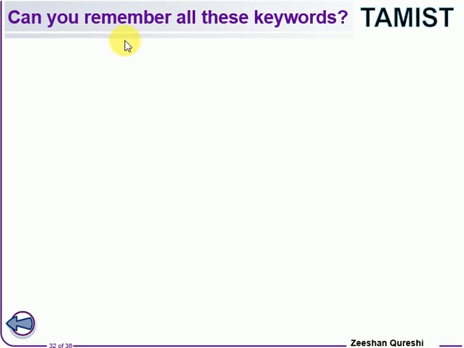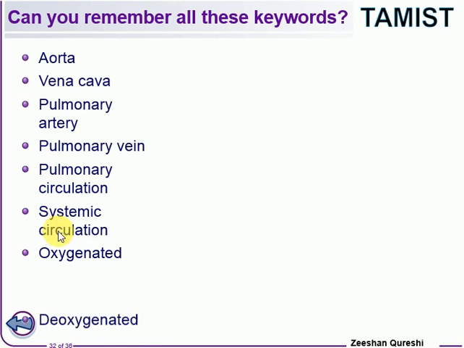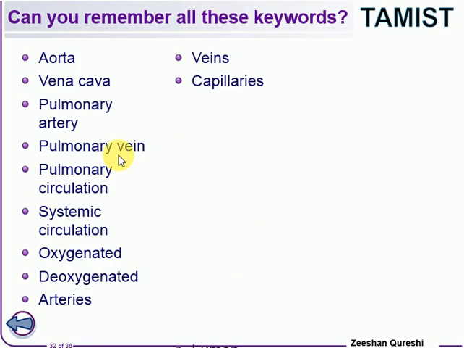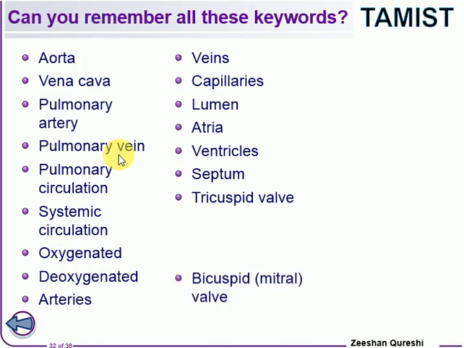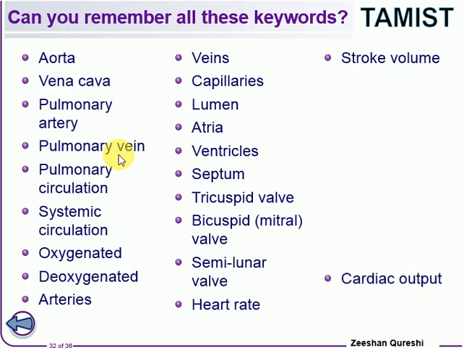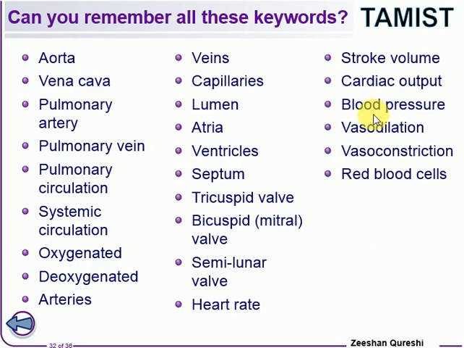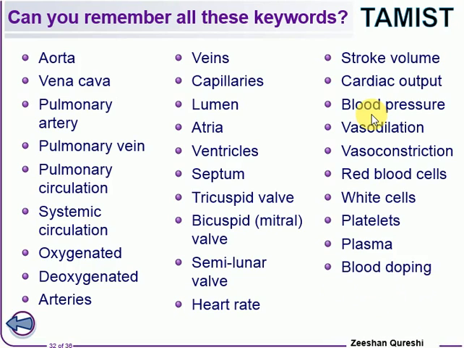Finally, can you remember all the key words including the aorta, vena cava, pulmonary artery, pulmonary vein, pulmonary circulation, systemic circulation, oxygenated and deoxygenated blood, arteries, veins, capillaries, lumen, atria, ventricles, septum, tricuspid valve, bicuspid valve, semilunar valves, heart rate, stroke volume, cardiac output, blood pressure, vasodilation, vasoconstriction, red blood cells, white blood cells, platelets, plasma, blood doping.